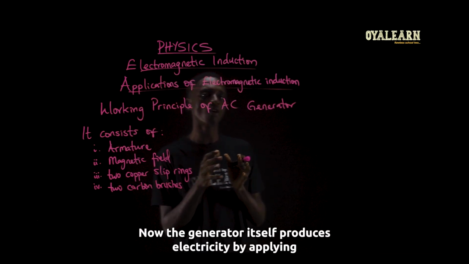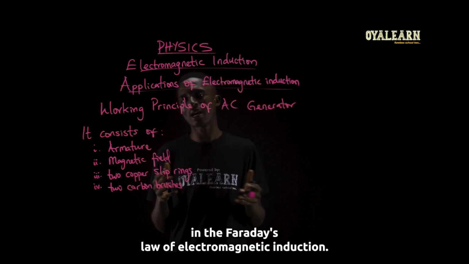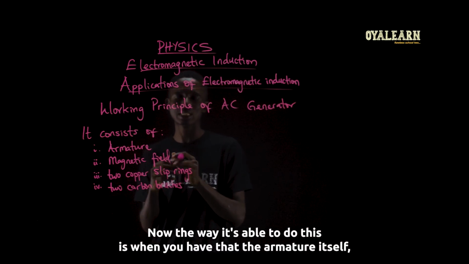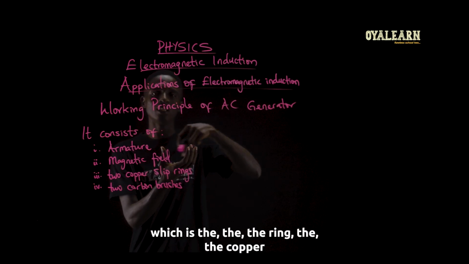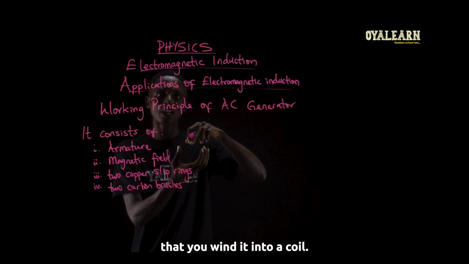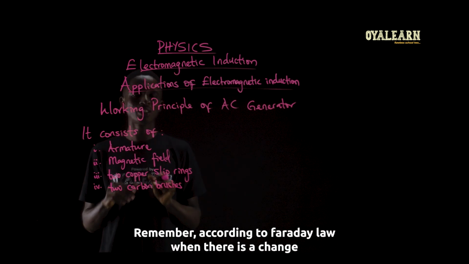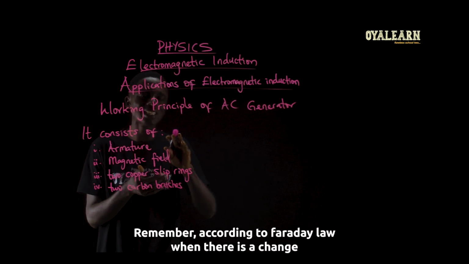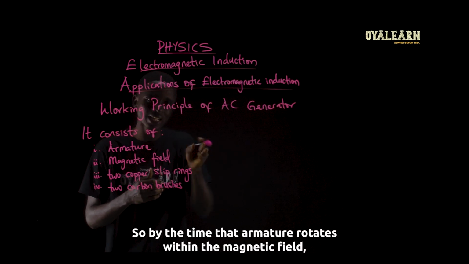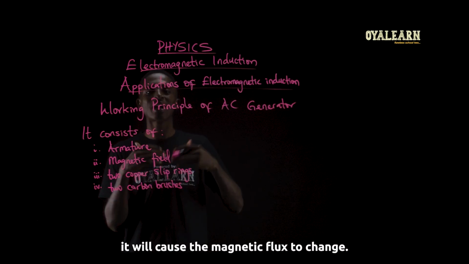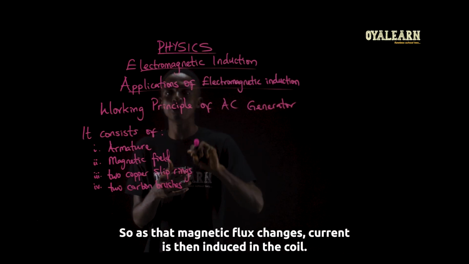Now, the generator itself produces electricity by applying Faraday's law of electromagnetic induction. The way it's able to do this is when you have the armature itself, which is the copper that you have wound into a coil. Now, you place this within the magnetic field. Remember, according to Faraday's law, when there is a change in magnetic flux, EMF is induced. So by the time that armature rotates within the magnetic field, it will cause the magnetic flux to change. So as that magnetic flux changes, current is then induced in the coil.